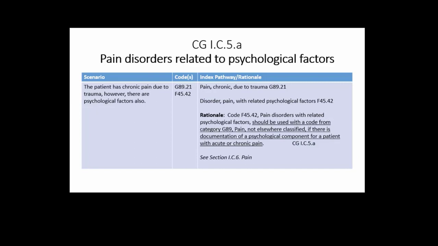This case has to do with a patient having chronic pain due to trauma. However, there are psychological factors also. The doctor is not saying the pain is exclusively related, but he is saying it's related. There are factors there he can't exclude. So the pain would be your principal diagnosis, chronic pain due to trauma, and then we would have the F45.42 code for that related psychological factors.